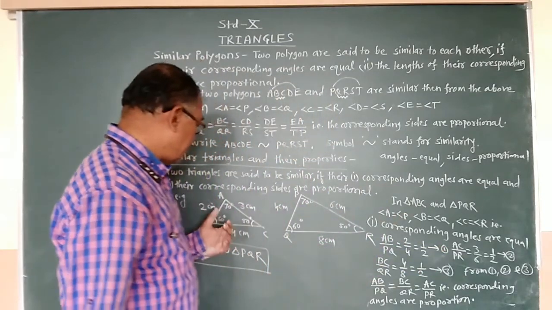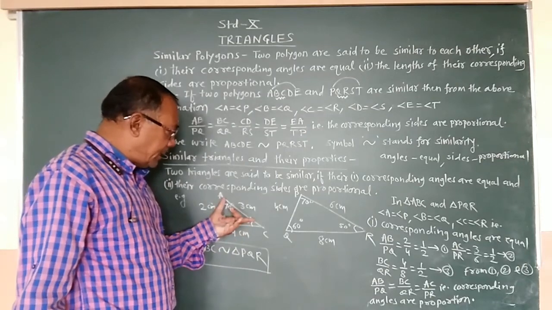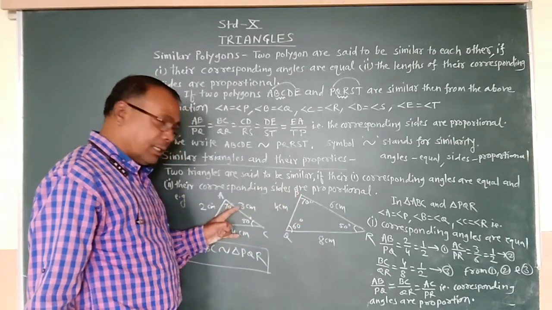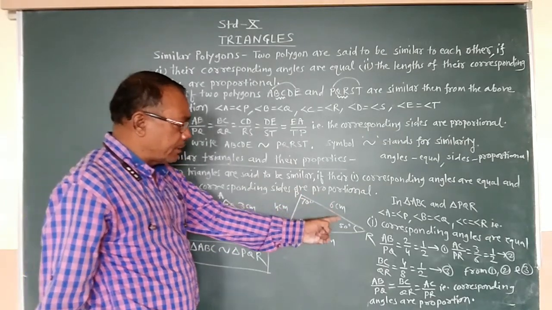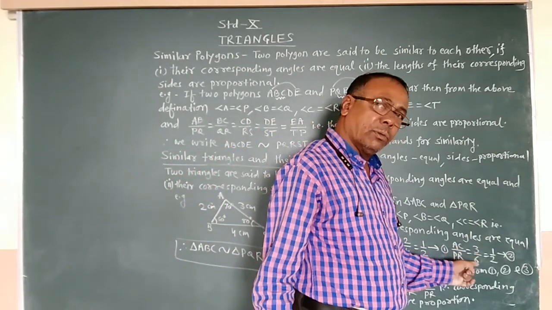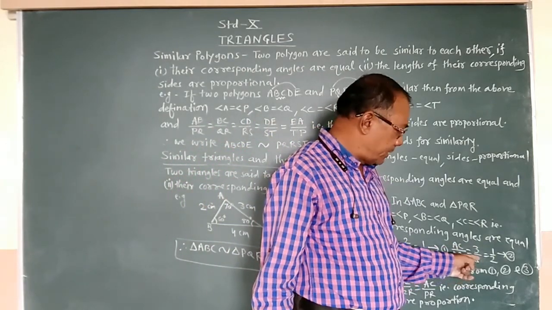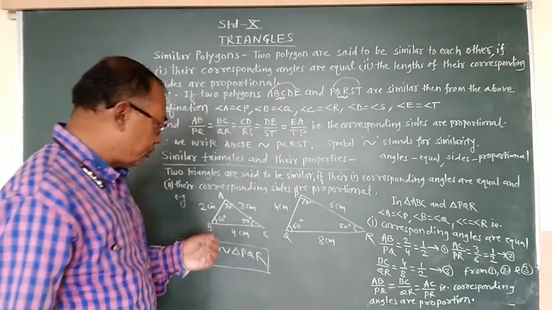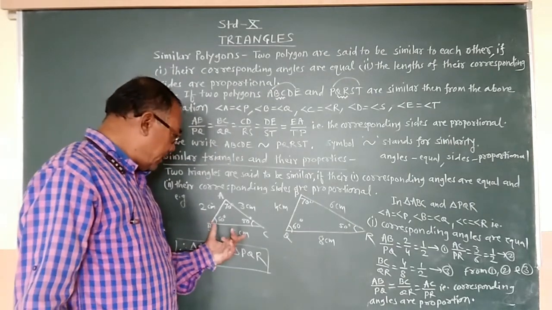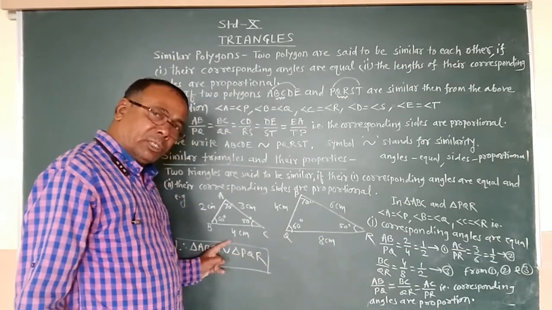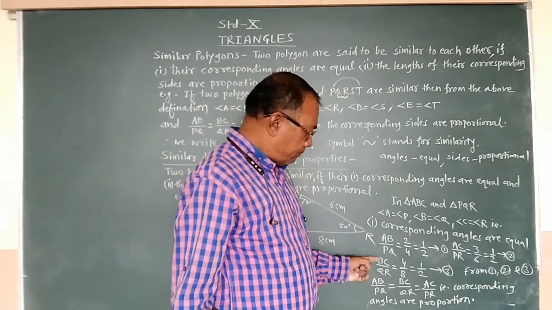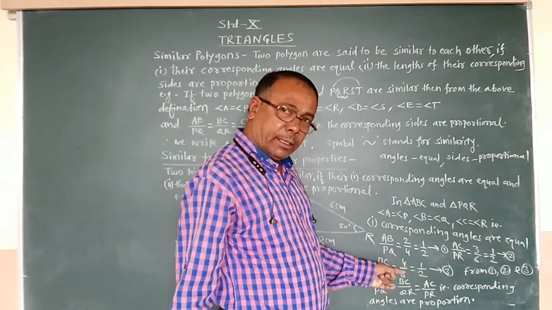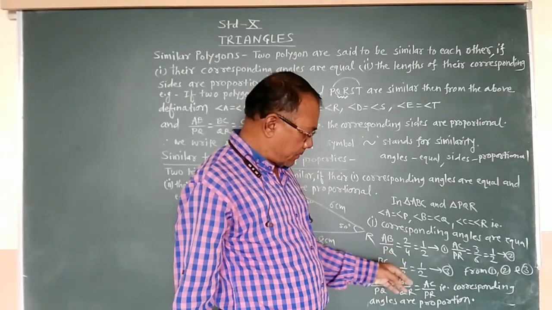Now we will see the other, that is AC upon PR. AC is 3 centimeter, PR is 6 centimeter. So AC upon PR is equal to 3 upon 6. Again, after reduction, we will get the value 1/2. So that is equation number 2. And now the ratio of the third side, that is BC upon QR. Here BC is 4, QR is 8, and therefore BC upon QR is equal to 4 upon 8. After reduction, we will get 1/2.